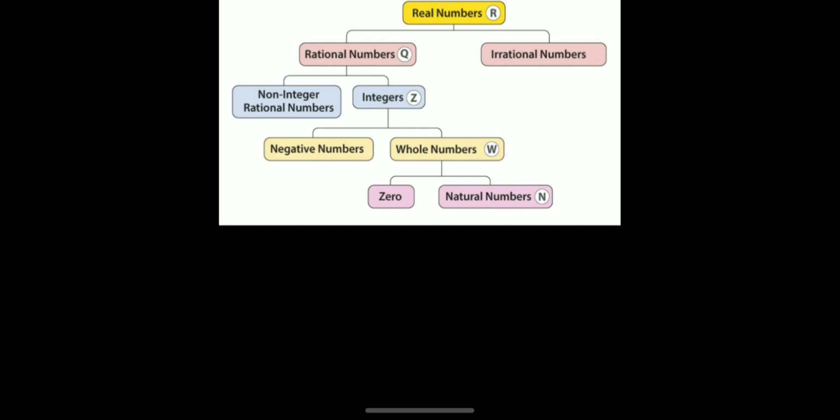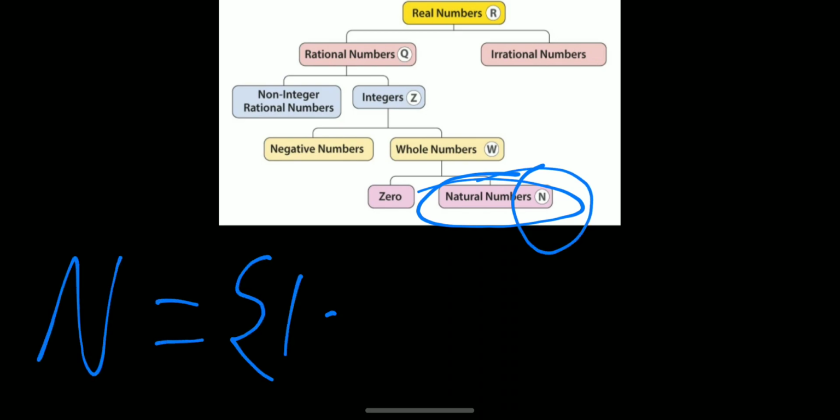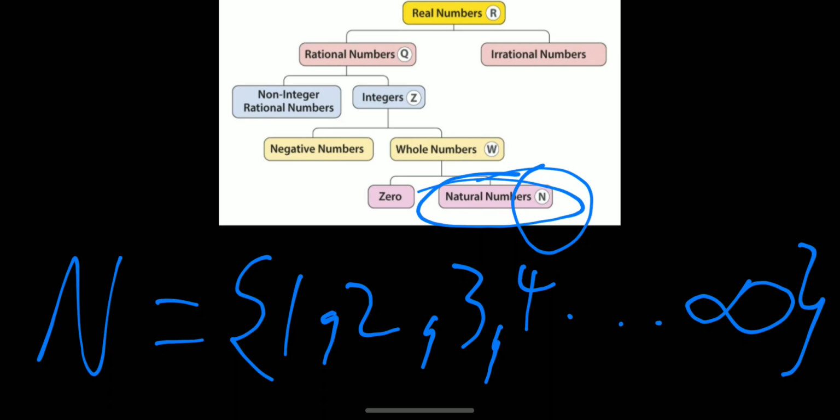Today, let's discuss 10th class, first chapter, real numbers. Real numbers are many types of numbers. First, let's discuss natural numbers. Natural numbers are denoted by N. The natural numbers 1, 2, 3, 4, and so on up to infinity are called natural numbers.